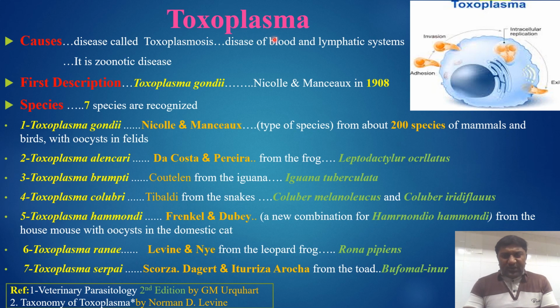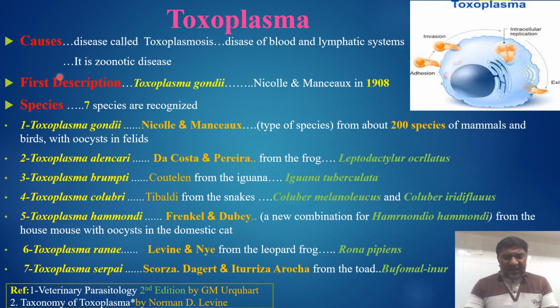So Toxoplasma causes the disease called toxoplasmosis. It is actually a disease of the blood and lymphatic systems, and it is also a zoonotic disease. You can see this picture of Toxoplasma: first it adheres to the cell, then it enters inside the cell, and after intracellular replication, it is excluded from the cell.